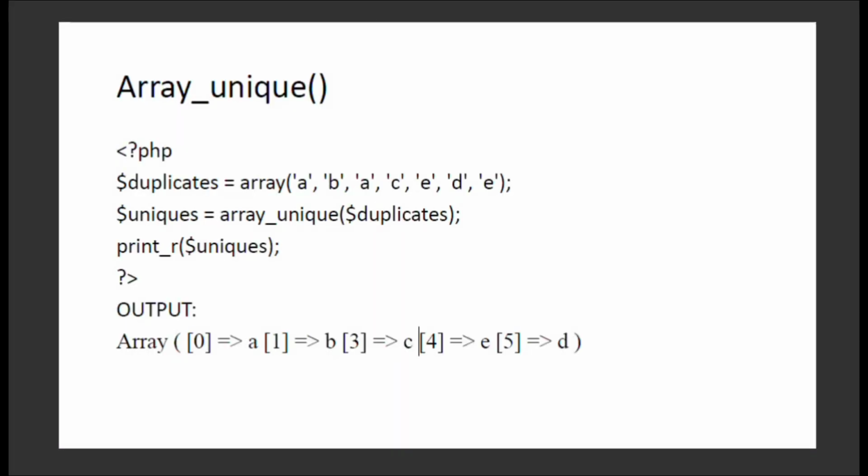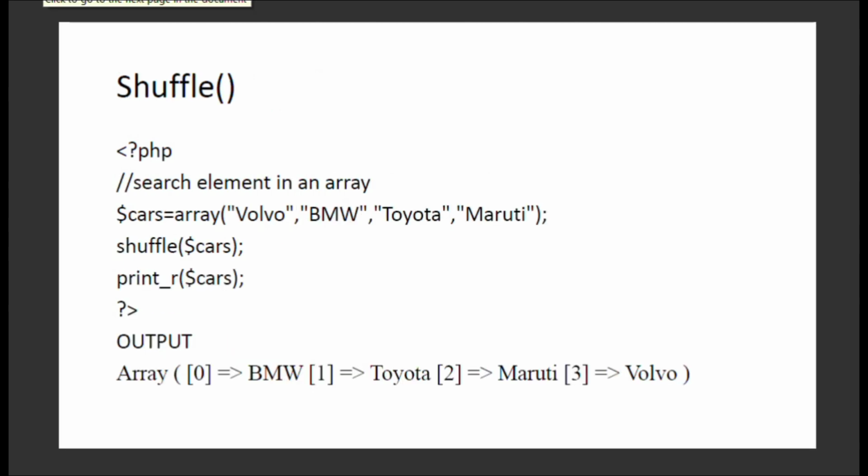Now we move to our next array built-in function, that is shuffle. Shuffle is used to randomly rearrange the elements of an array. It changes the original array and re-indexes the keys. It takes an array by reference, meaning it modifies the original array directly.